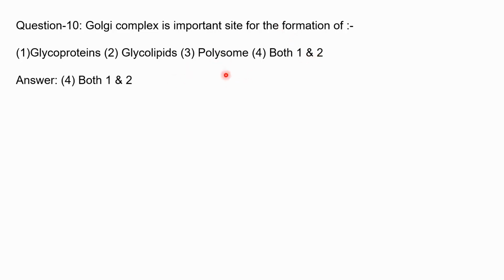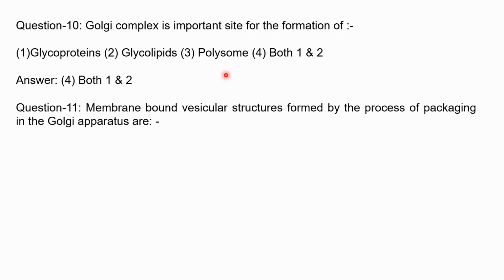While polysome is a structure that is formed by the presence of many ribosomes on an mRNA, which we studied in the last class, so polysome is not the right answer. The Golgi complex is the important site for the formation of glycoproteins and glycolipids. The next question is, membrane-bound vesicular structures which are formed by the process of packaging in the Golgi apparatus are lysosomes, RER, SER, or ribosomes.